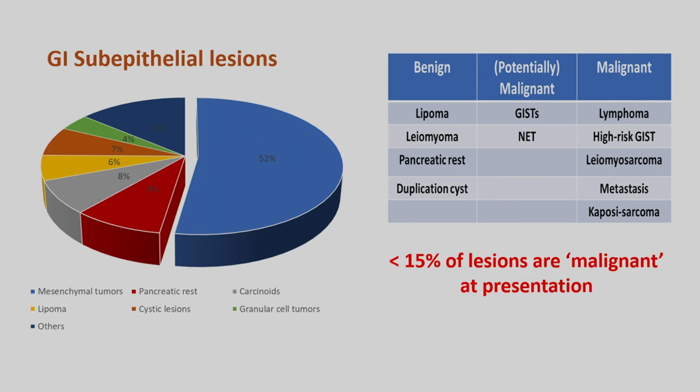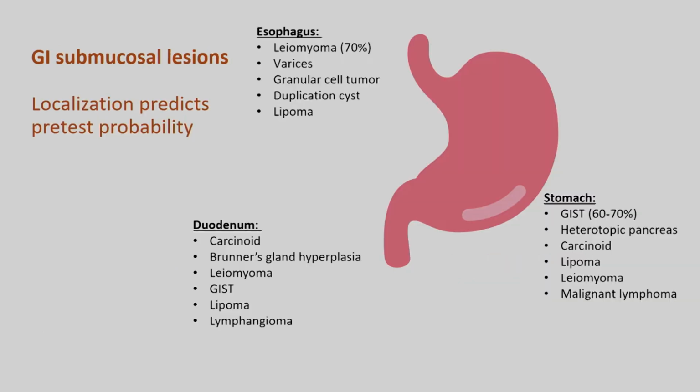About 50% of GI subepithelial lesions are mesenchymal lesions: schwannomas, GIST, neuromas, leiomyomas. They are divided into benign, malignant, and potentially malignant. Malignant are clear-cut, less than 15% at presentation: lymphomas, high-risk GIST, leiomyosarcoma, metastasis. Benign are much more common: lipomas, leiomyomas, pancreatic rest. Potentially malignant are GIST and NET. We'll come to them soon.